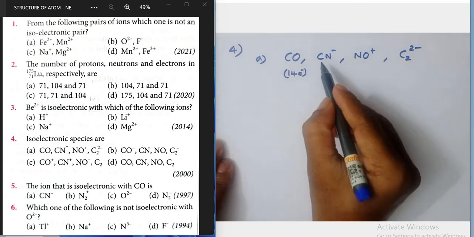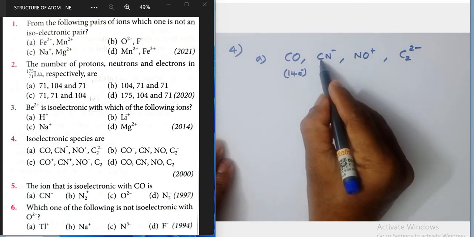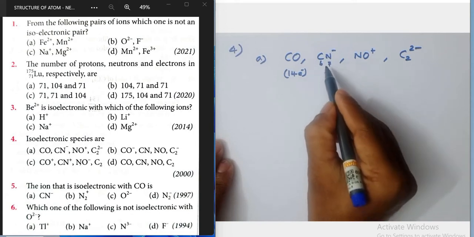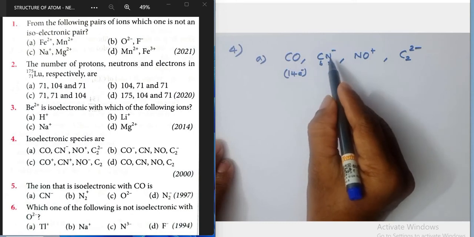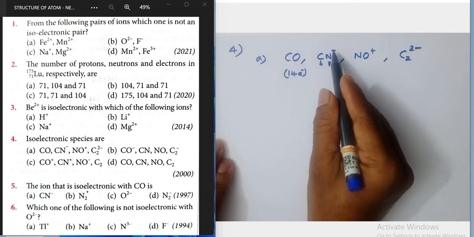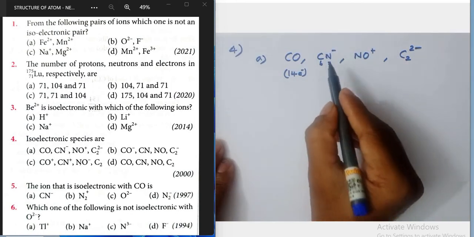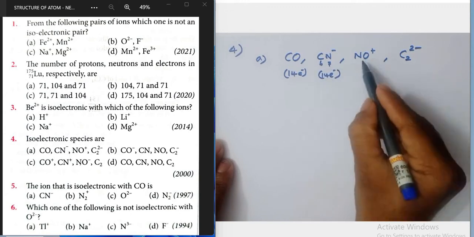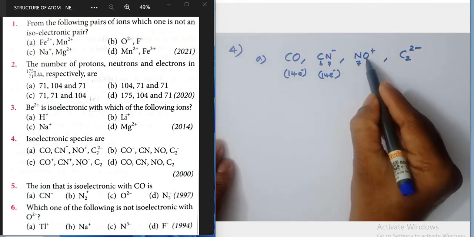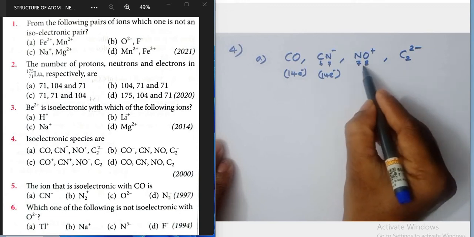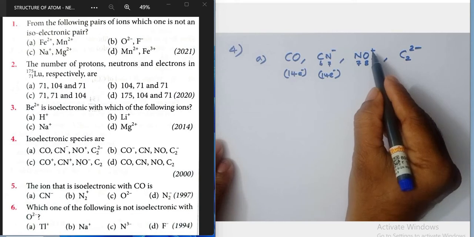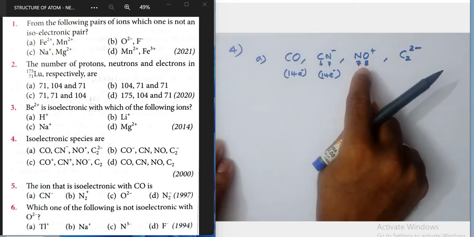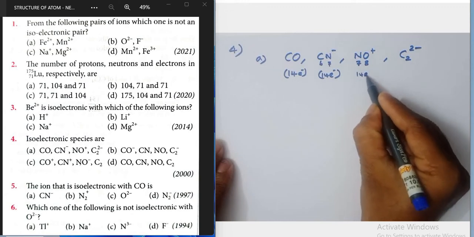Cyanide: observe carefully. Carbon atomic number is 6. Nitrogen atomic number is 7. 7 plus 6, 13, and here one extra minus charge is there. That means you should add 1 electron. So 13 plus 1, 14. NO plus: nitrogen atomic number 7, oxygen atomic number 8. 8 plus 7, 15, and 1 positive charge is there. Positive means you should subtract. So 15 minus 1, 14 electrons.